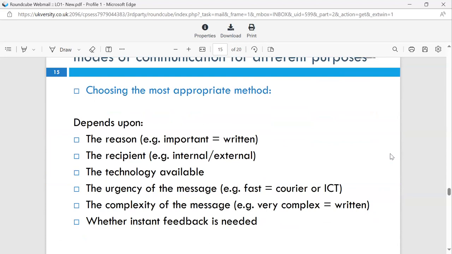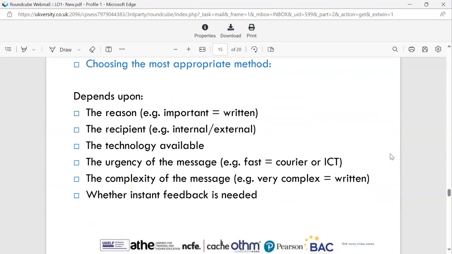So choosing the most appropriate mode depends on the reason. So why it's so important, you would use a written form, the recipient might use an internal, external, the technology available at that time, internet is a big thing. Sometimes the internet goes off if you're in a different country, and the timing as well. And the IT resources that are available, they may not have a laptop.